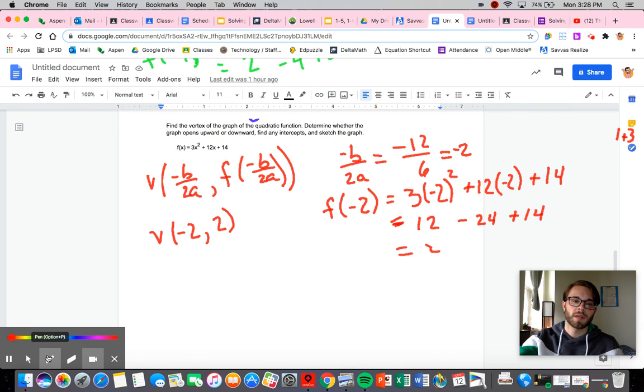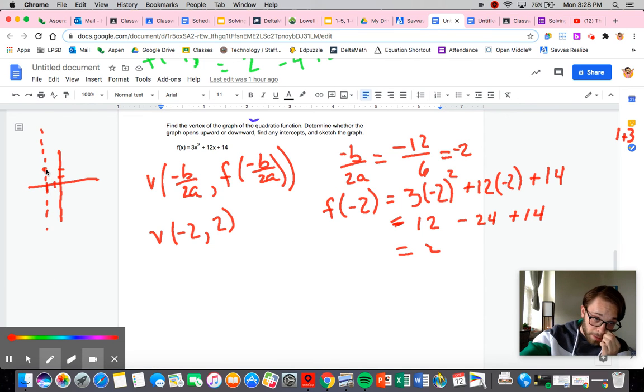So if I were to start off with my quick sketch, negative 1, negative 2, 1, 2. Here's my vertex. Again, the axis of symmetry goes through the vertex. So there's our start of our graph.